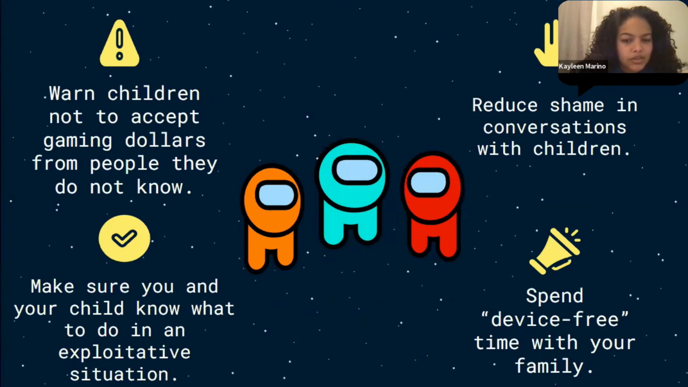Another tip would be to reduce shame in conversations with children, especially if they have already shared things like child sexual abuse material. They were manipulated in order to do so, and shame is a method that traffickers use to further manipulate. It's important to be supportive instead of blaming the child. You want to make sure you and your child know what to do if they find themselves in an exploitative situation.